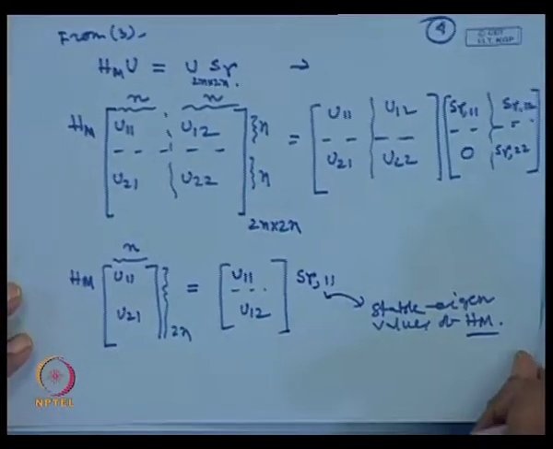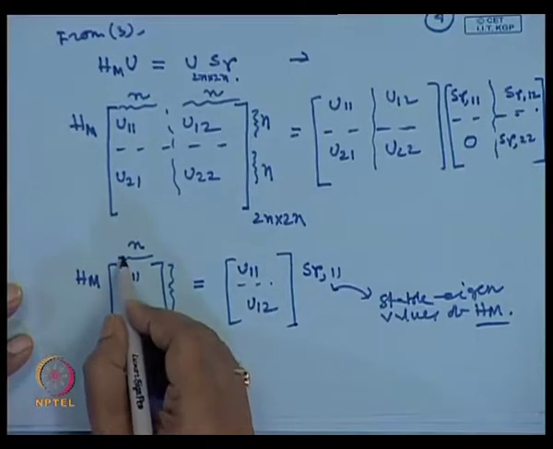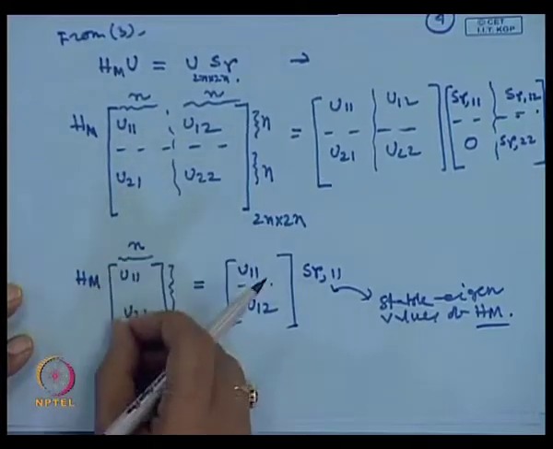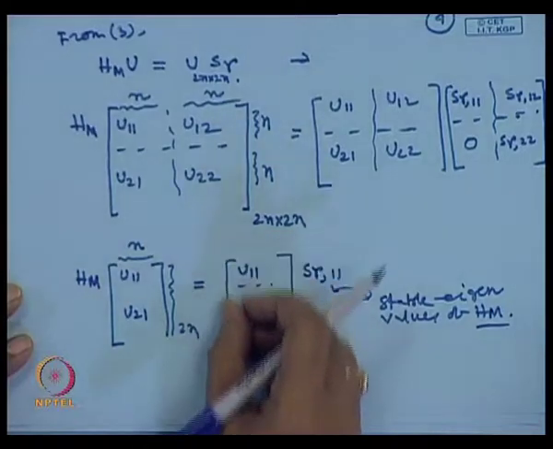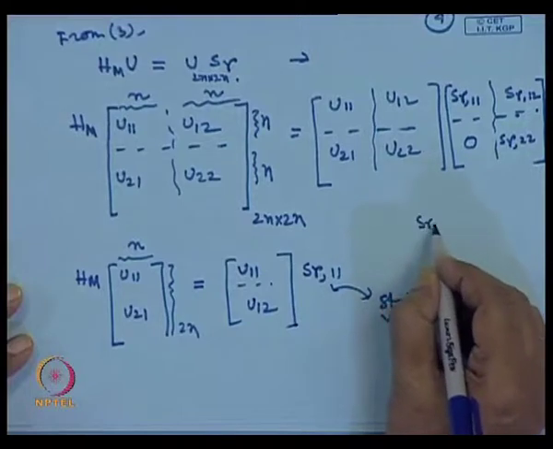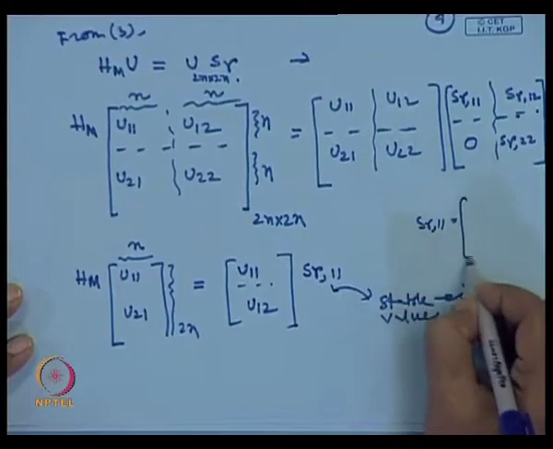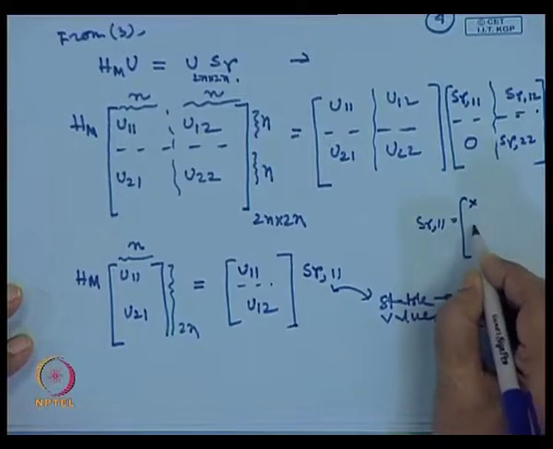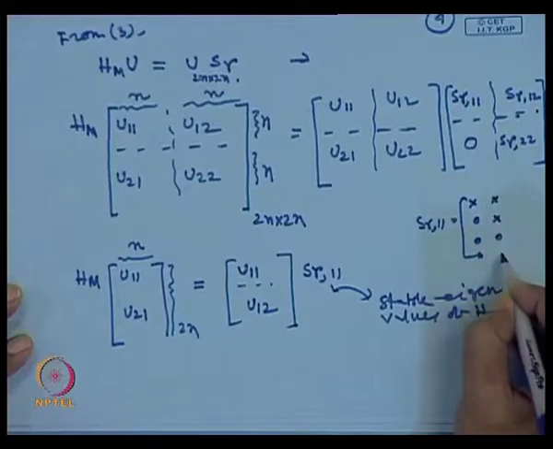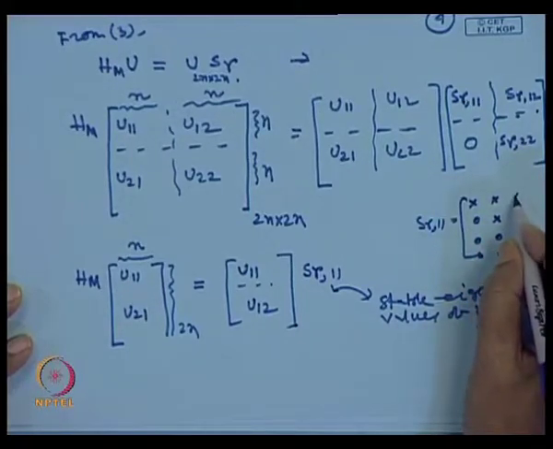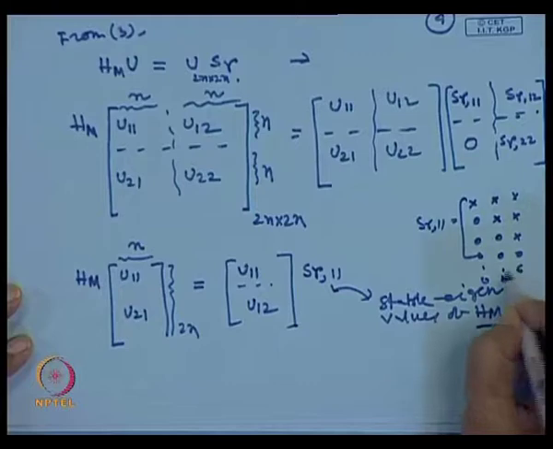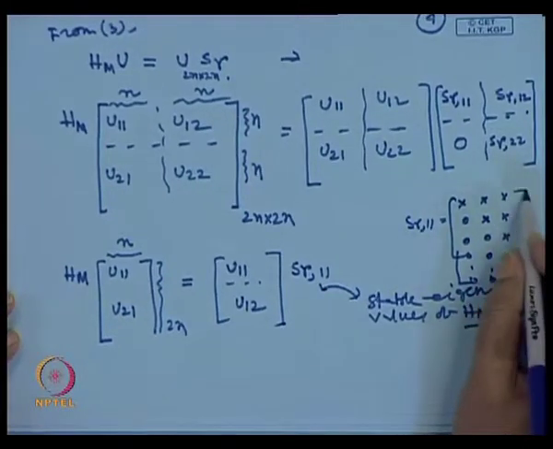Just see this one. I multiplied by it, how many columns are there? N columns are there. First column multiplied by H m is equal to the first column multiplied by S R. What is the structure of S R 1 1? If you see, this is the 0 0 0 form, then this 0 0 0 form, and similarly this will be this form, 0 0 0 form, and it is something like this structure.